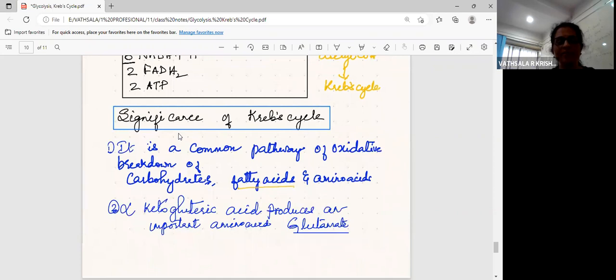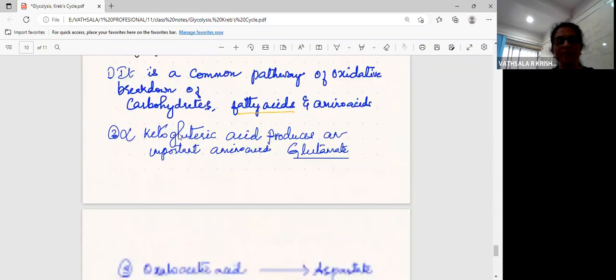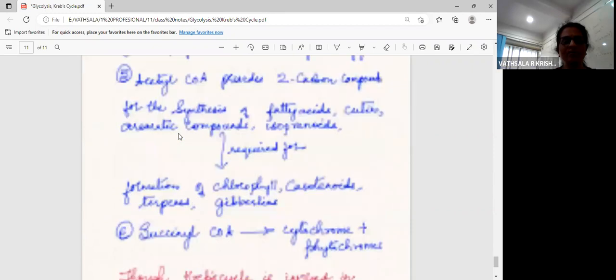Did I write the complete ATP formation? I will write that ATP formation at the end.